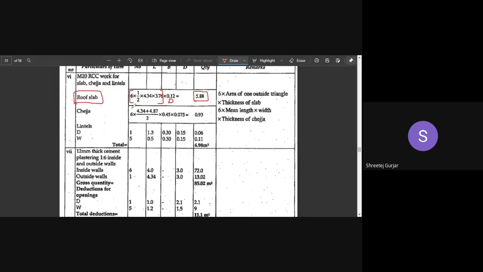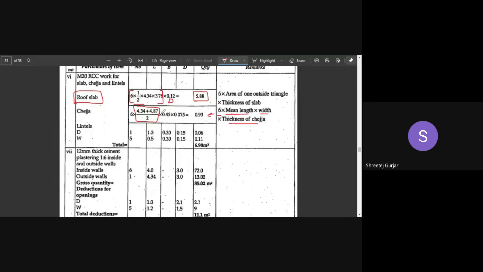So next for chhajja, what we have to do? We have to calculate the mean length, and not the overall length. So what I mean by mean length, so it is 6 into mean length into width into thickness of chhajja. So this is for chhajja calculation.